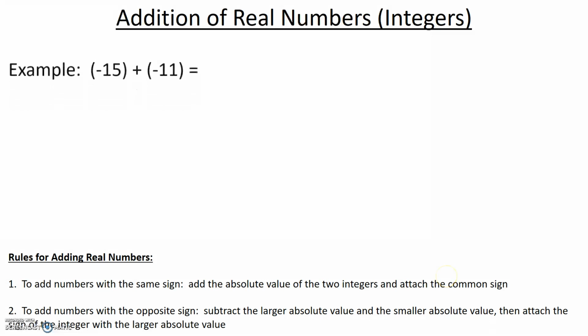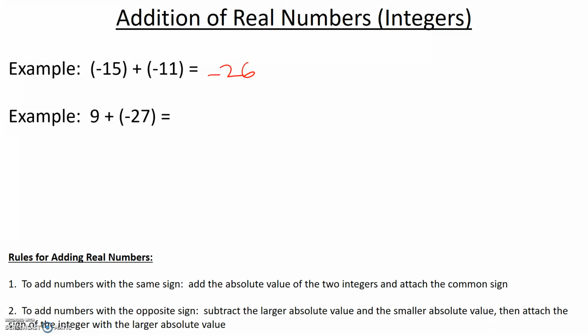Okay, here are some examples. -15 plus -11. So first thing you determine is, are the signs the same or are they opposites? In this case, we are adding two negatives. To add numbers with the same sign, add the absolute value of the two integers. So 15 and 11 will give you 26, and attach the common sign. So we have -26. We have a decrease of 15 and another decrease of 11, so that's a total decrease of 26.